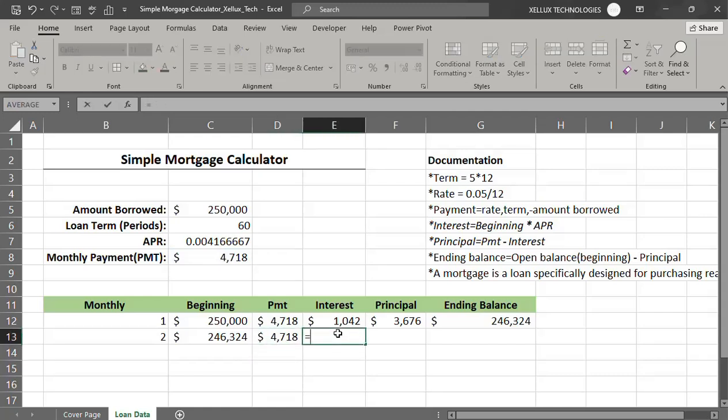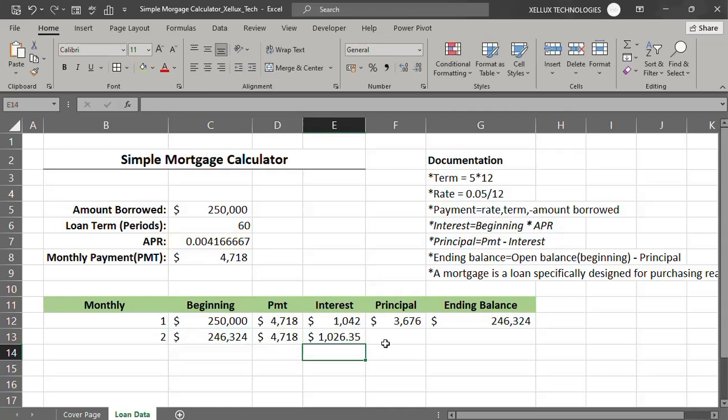So I will calculate your interest. Your interest, as usual, is no longer your 250,000, it's your new beginning balance. So you multiply it by what? By your APR, your rate. Now you also need to lock this particular cell so that every other cell will make use of the same cell, so that there will not be error in your mortgage calculator. Press enter. So there we have it.